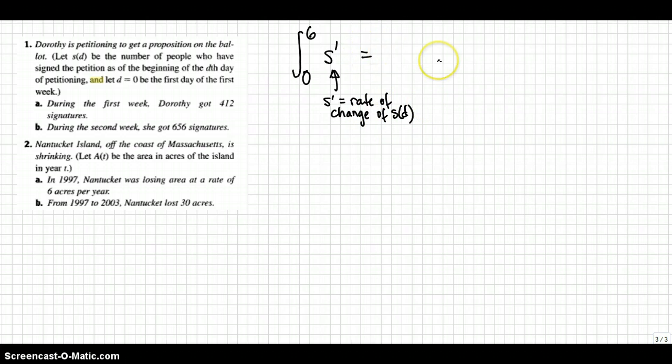And on the other side, we put how many signatures she got over that whole week. So what this sentence now says is that from day 0 to day 6, Dorothy got 412 signatures, right? Which is exactly what we want it to say. We want it to say during the first week. Now, this was 1A. Let's look at 1B.